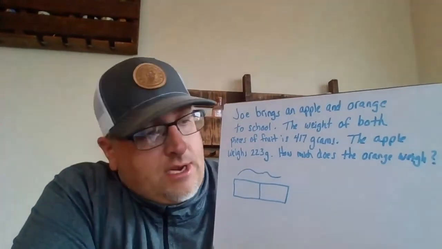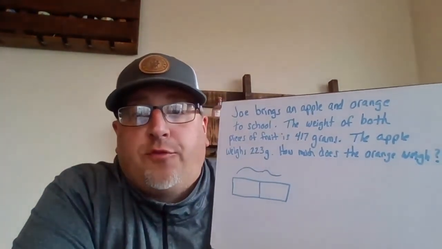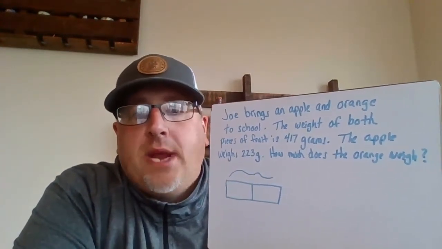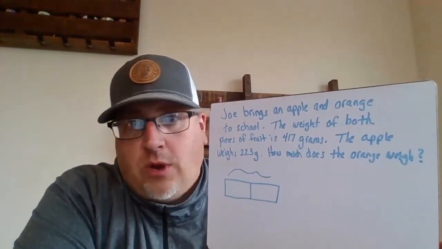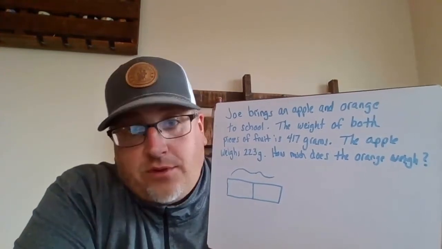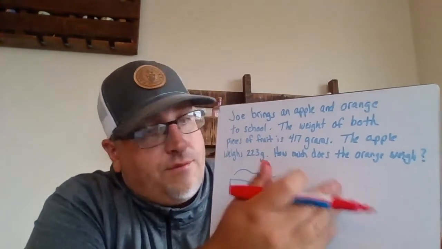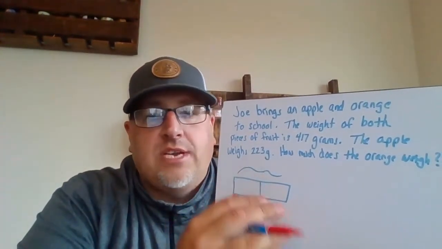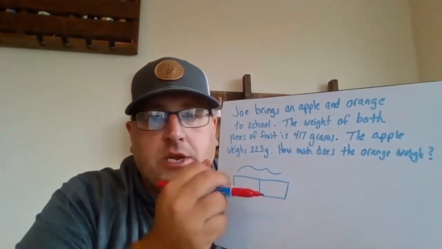Joe brings an apple and orange to school. The weight of both pieces of fruit is 417 grams. The apple weighs 223 grams. How much does the orange weigh? Okay? This is how we're going to put it; there's a lot of stuff we have to do here. First off, we have to be able to read and understand what is being asked of the word problem. Number 2, we got pieces of the puzzle here. We got to understand what's being asked. What do they want? What do we know?